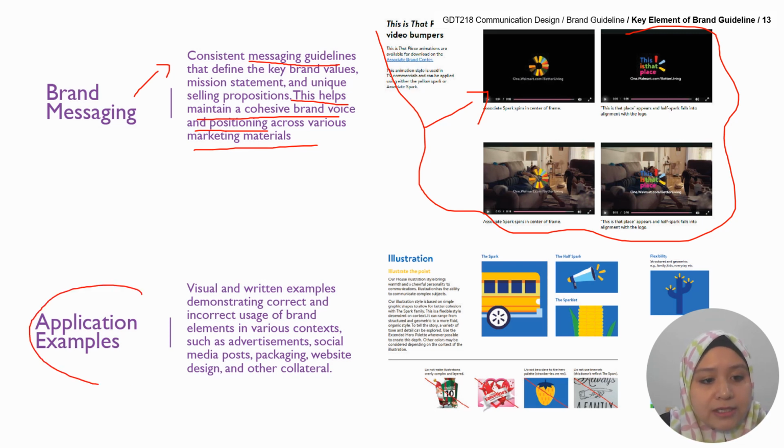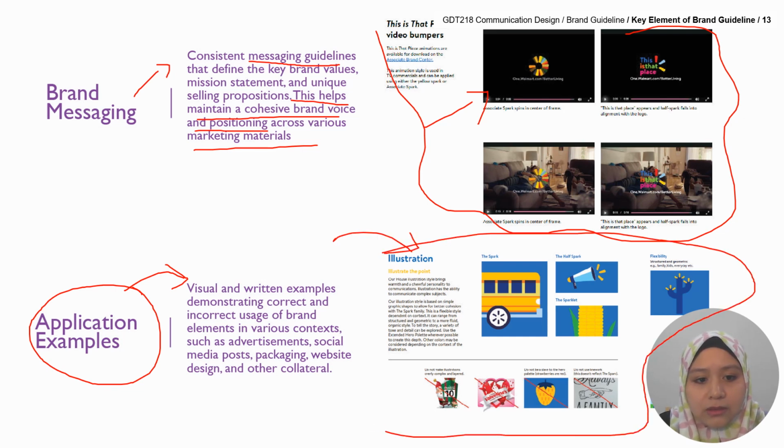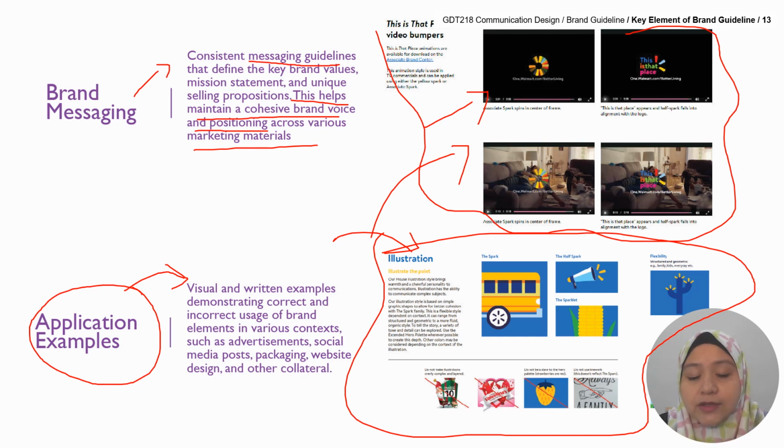Okay, application example is a visual and written example demonstrating correct and incorrect usage of brand elements in various contexts such as advertisement, social media posts, packaging, website design and other collateral. So this is the example for illustration application, okay, for brand elements in various contexts together with the digital marketing materials here, okay, to show how the illustration should apply on their advertisement, social media posts and other collateral items.